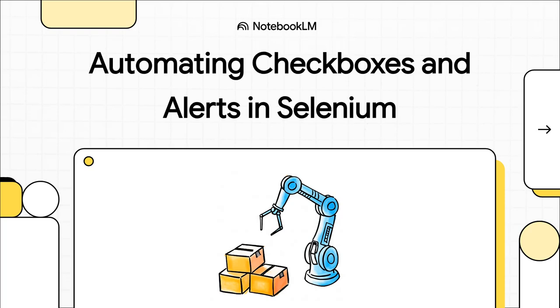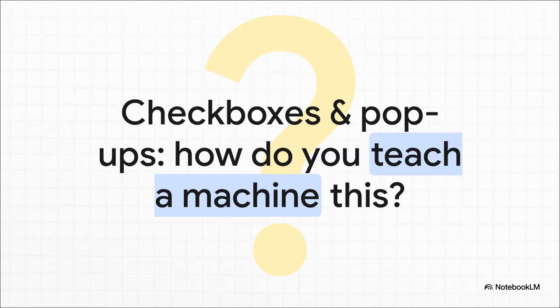Welcome to the Explainer. Today, we're diving deep into your web automation toolkit. We're going to focus on two things you see everywhere: checkboxes and those pesky pop-up alerts. We're going to take these common hurdles and turn them into super simple automated steps. Okay, let's really get into this.